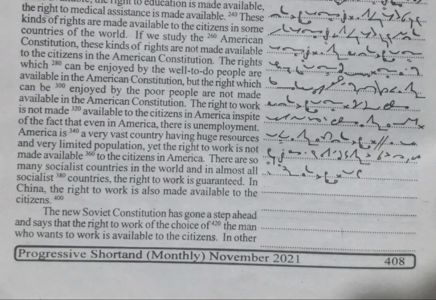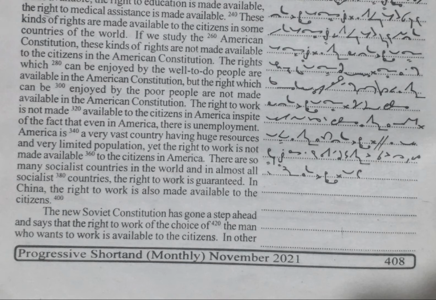America is a very vast country having huge resources and very limited population, yet the right to work is not made available to the citizens in America. There are so many socialist countries in the world, and in almost all socialist countries, the right to work is guaranteed. In China, the right to work is also made available to the citizens.